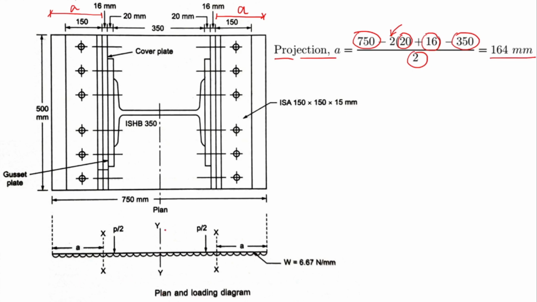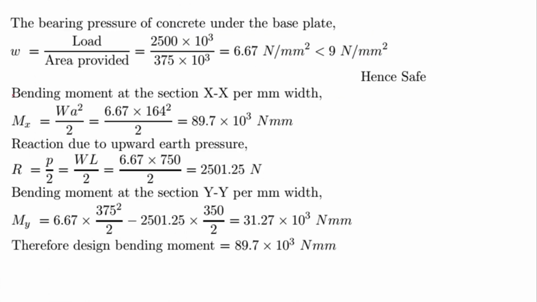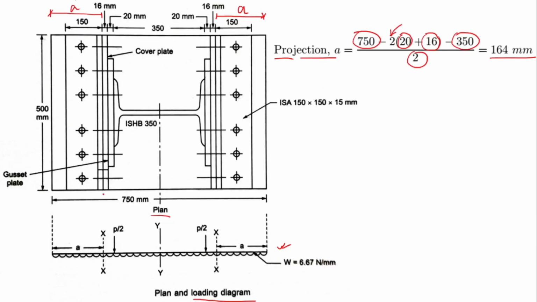Here, along with the plan, this is the loading diagram for the base plate. Now we have to calculate the bending moment at the section XX per meter width. That is, at this section XX we are going to calculate the bending moment, which is denoted by Mx.